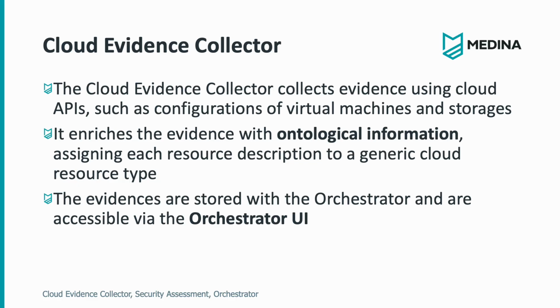The Cloud Evidence Collector collects evidence using Cloud APIs, such as configurations of virtual machines and storages. For example, it can query APIs of Microsoft Azure to obtain descriptions of the virtual machines that exist in a certain account. It then enriches the evidence with ontological information, assigning each resource description to a generic cloud resource type. We go into more detail of this ontology in the following slides. The evidences are then stored with the Orchestrator and are accessible via the Orchestrator UI.